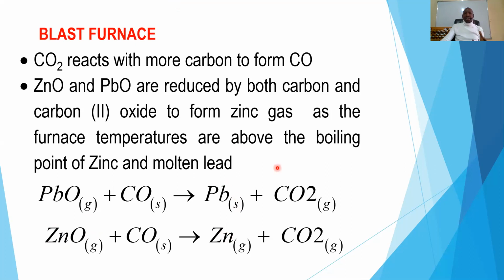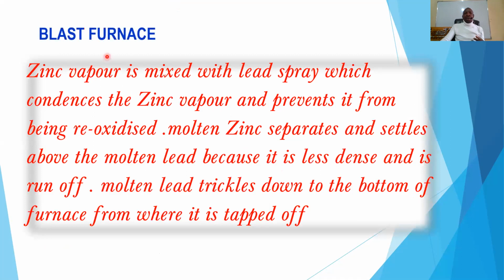Once it has been formed, as I've said, the furnace temperature is about 1000 and the boiling point of zinc is below 1000, so it is collected as vapor. The zinc vapor is mixed with lead spray, which condenses the zinc vapor and prevents it from being reoxidized. Once the zinc is formed, it is directed to the condenser. The temperature of the condenser is about 600 degrees Celsius. You spray the zinc vapor with the lead spray, and it condenses to form liquid zinc.